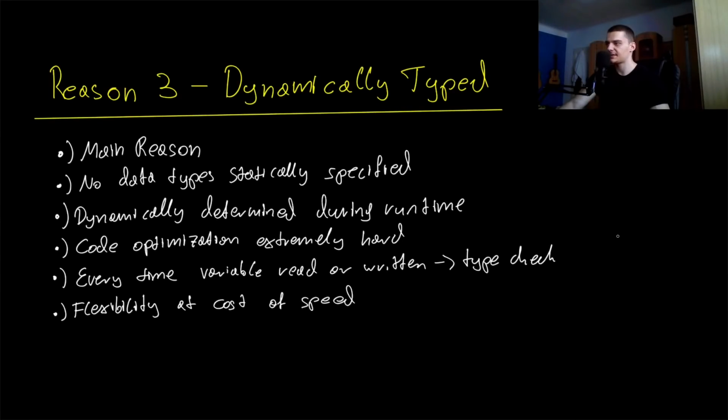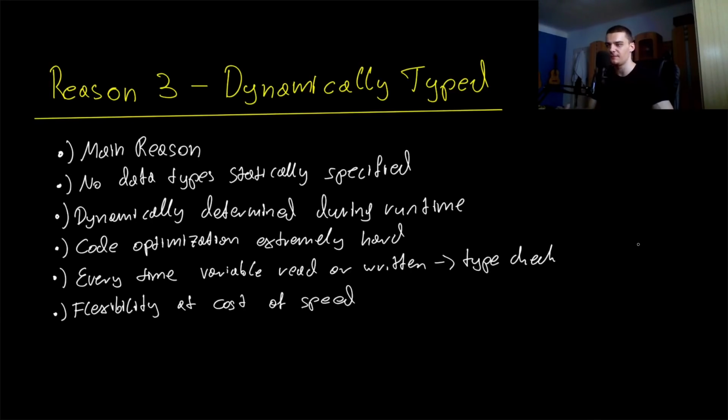Last but not least, let us get to the final reason, which is that Python is dynamically typed. In my opinion, this is the main reason why Python is so slow. In Python, we don't need to specify any data types statically. When we have Python code, we say A equals 10, B equals true, or C equals hello. Later on, we can even say, okay, A was an integer up here, it's now going to be a list of strings and booleans and all sorts of things. We can mix things up and so on.